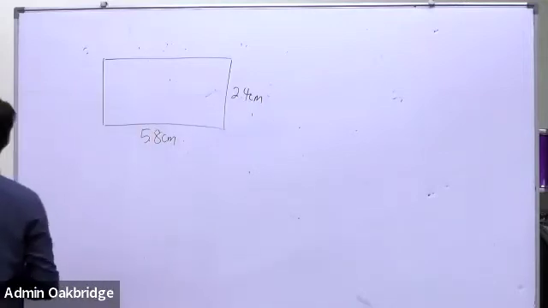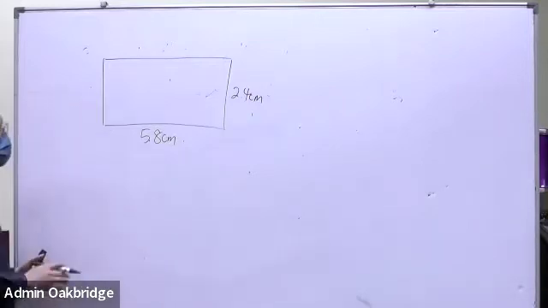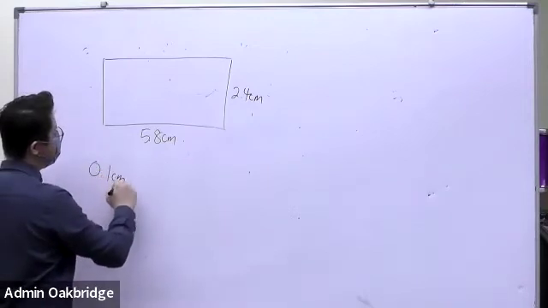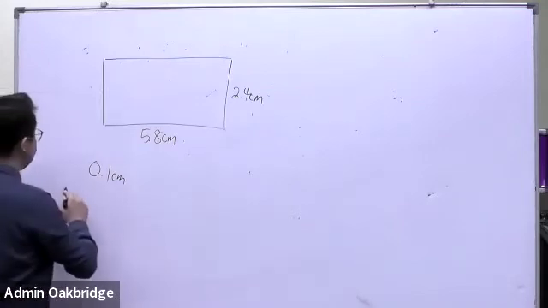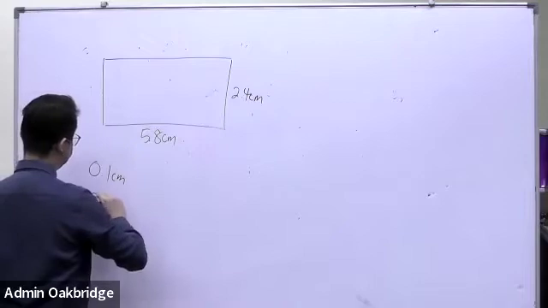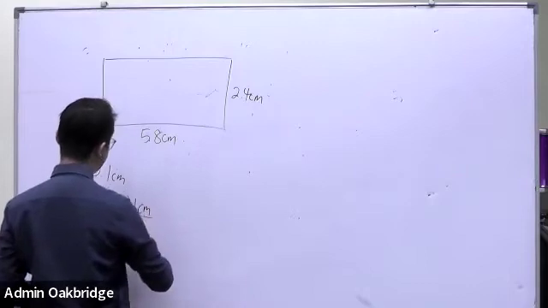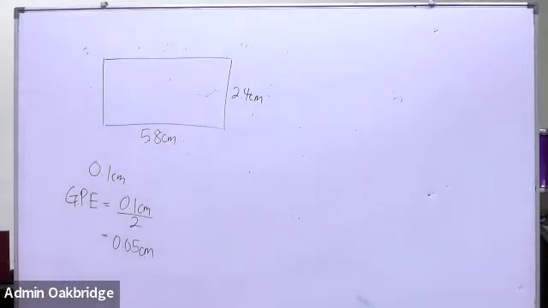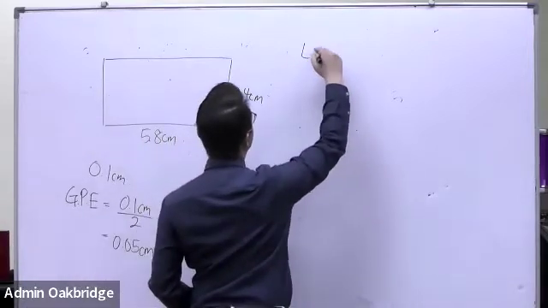Again, you need to find out the accuracy of the measurement first. Here it is correct to 1 decimal place. So 1 decimal place means what? 0.1 cm. This is the accuracy of the measurement. To get the greatest possible error, you take 0.1 cm divided by 2, then you have 0.05 cm.